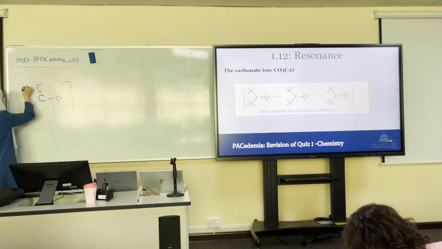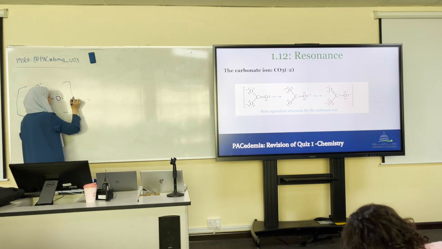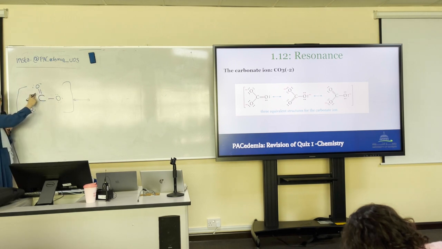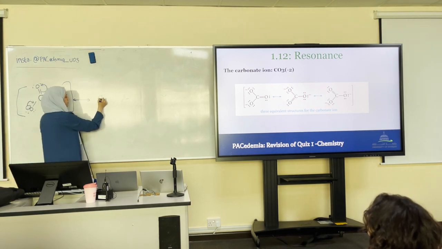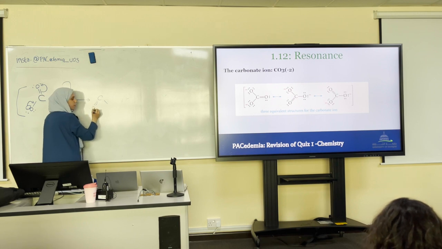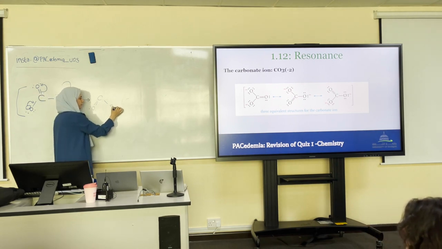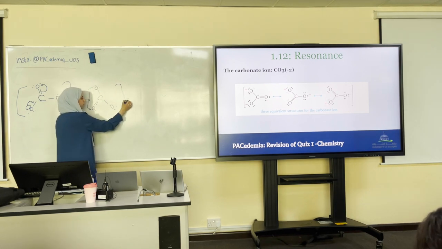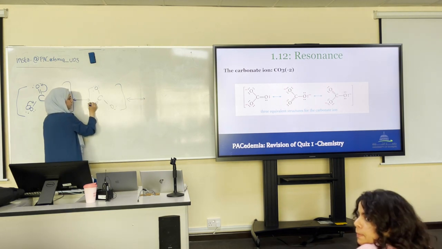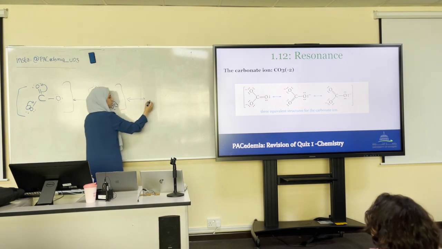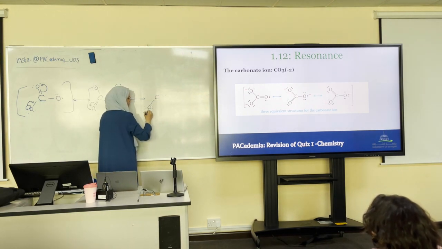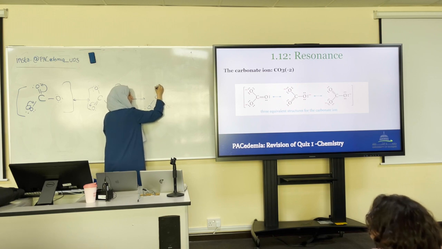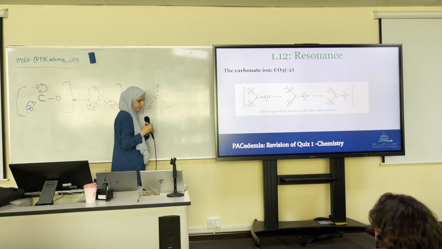Now for drawing the structures. You have here first the double bond. We can move this double bond here and take these two electrons here. So it will be the same, but we move the double bond, we are just playing with the electrons. The third structure, move this here and move this here. So we are moving what? You got it?